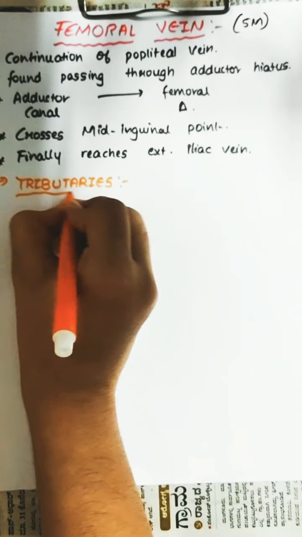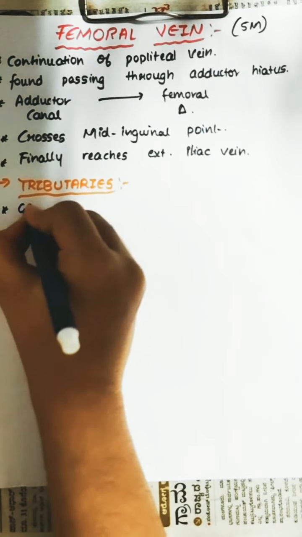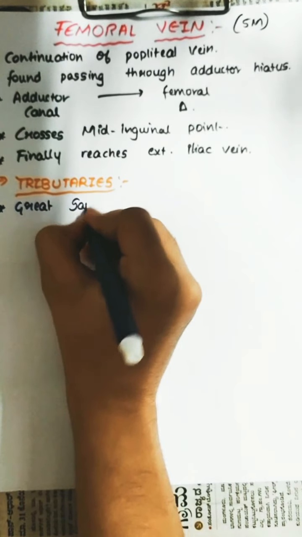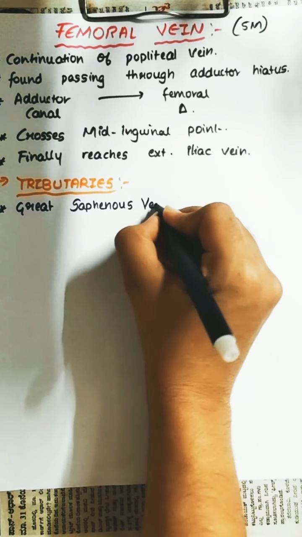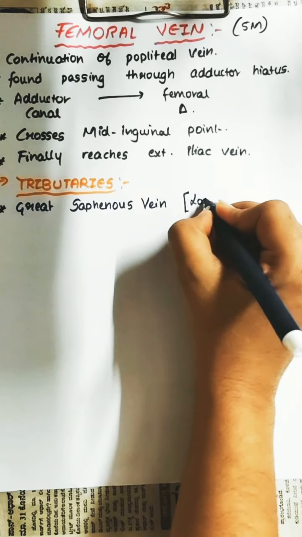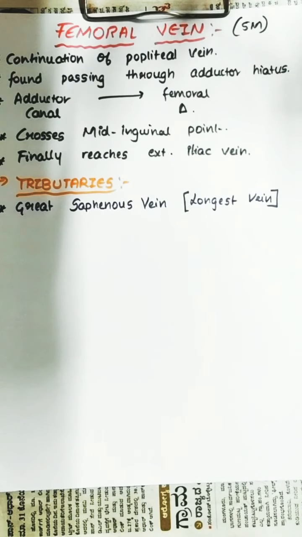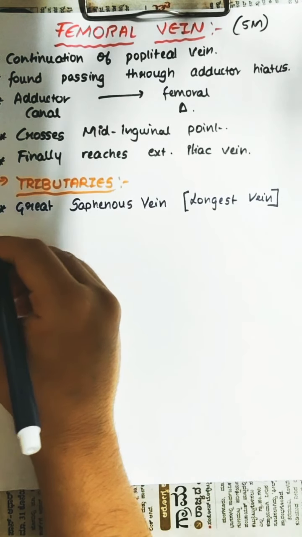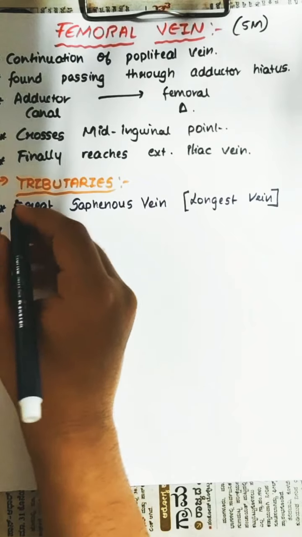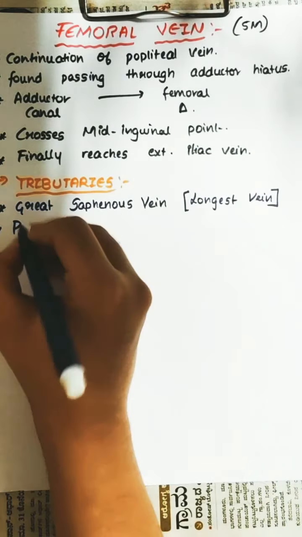Some of the tributaries of the femoral vein. So the first one is the great saphenous vein. It is the longest vein. The great saphenous vein is the longest and largest vein. Next is the profunda femoralis vein, same as we have seen in the artery, but a vein.